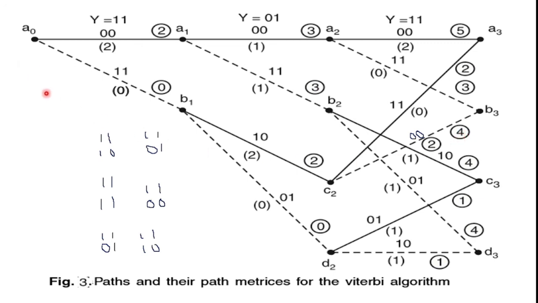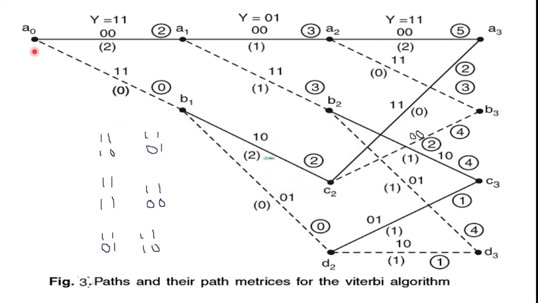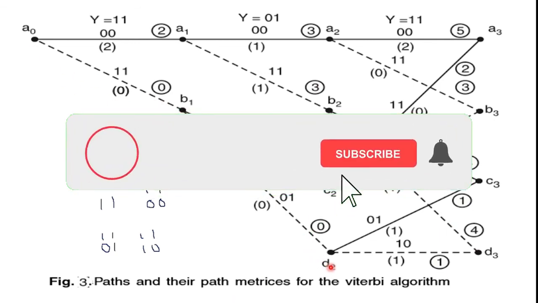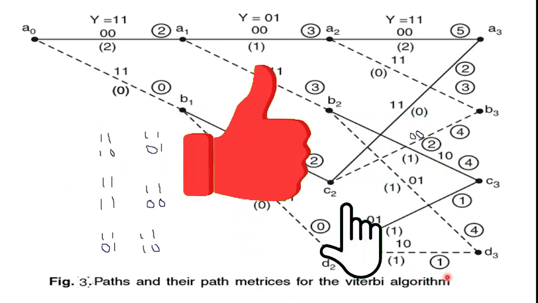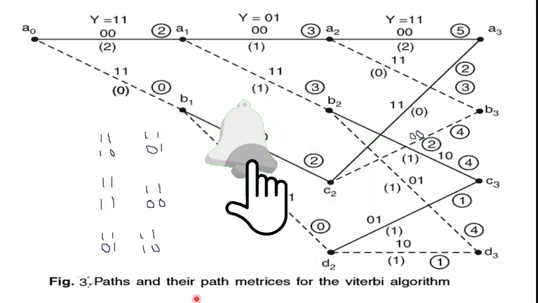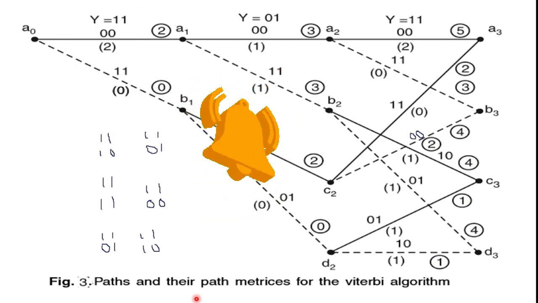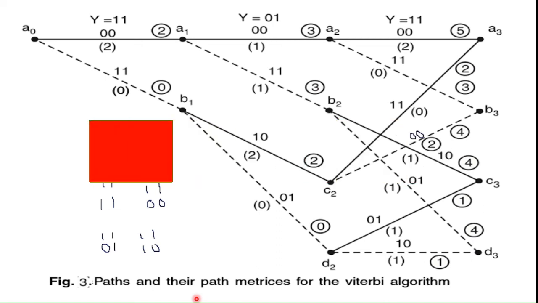Next, calculate the running path metric A0 to B1, B1 to D2, D2 to C3, is 0 plus 0 plus 1 equal to 1. And in this path A0 to B1, B1 to D2, D2 to D3, the running path metric is 0 plus 0 plus 1 equal to 1. So this is the third step of the Viterbi algorithm. This is the procedure by which we can explain the Viterbi algorithm from the given received signal.